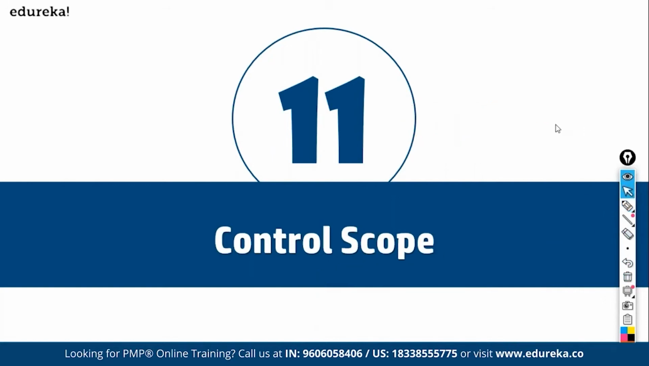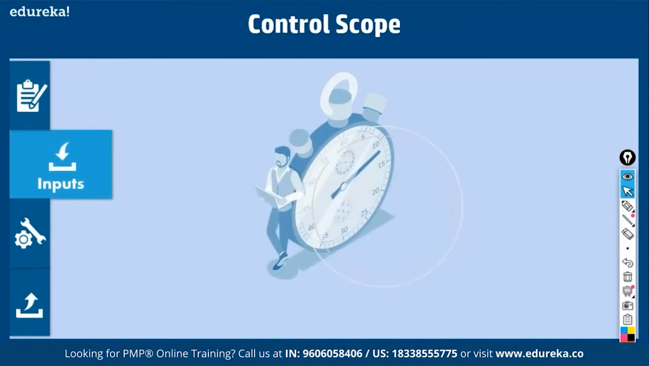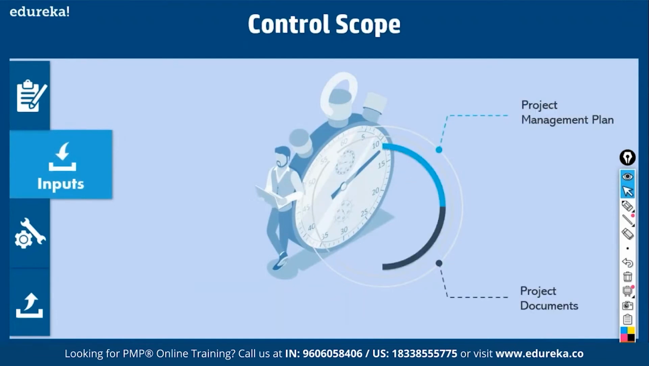Let's analyze this process. It is the process of monitoring the status of the project and product scope. In other words, how much have we delivered? That's all, right? What are the inputs? Project management plan. Within that, the scope management plan. Project documents. What are project documents? Requirement documentation. For example, in the month of March, we are doing variance analysis. We should deliver work packages. How much have we delivered? Well, we have delivered only 20.